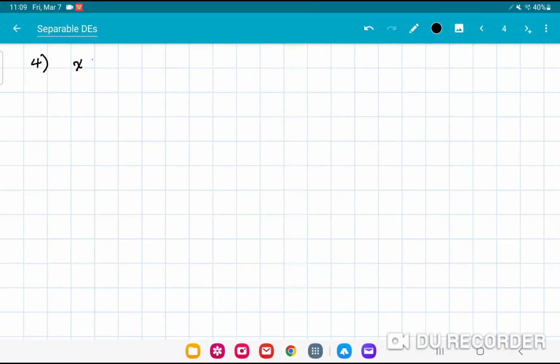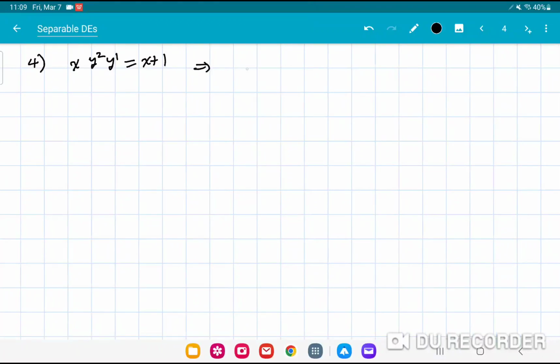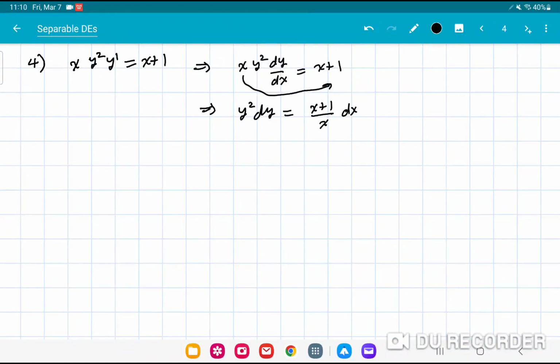Okay, the next example is y squared y prime equals x plus 1. So we will write it in dy by dx form. x y squared dy over dx equals x plus 1. And to separate this, we have y squared dy equals x plus 1 over x dx. So I move this over to that side, and then the dx also. So integrate y squared dy, integrate x plus 1 over x dx.